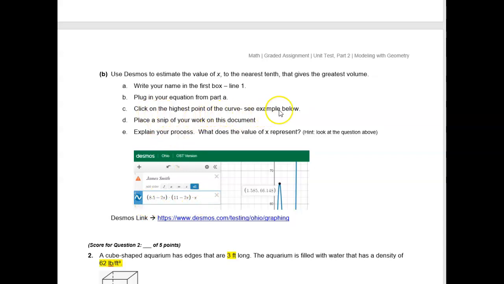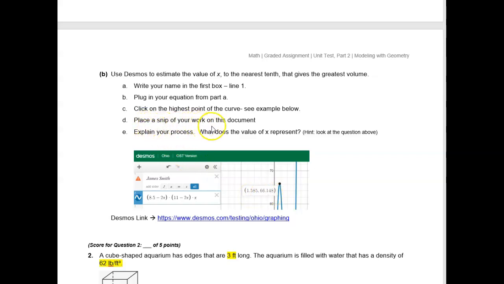You're going to click on the highest point of the curve. So you're going to get a curve and it's going to go up and down, but you're going to click on this point right here that's going to look somewhere around 1.5. So my value of X is 1.585, and my volume is at a maximum of 66.148.